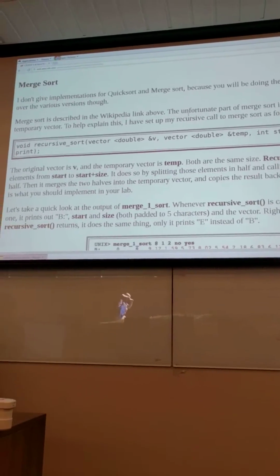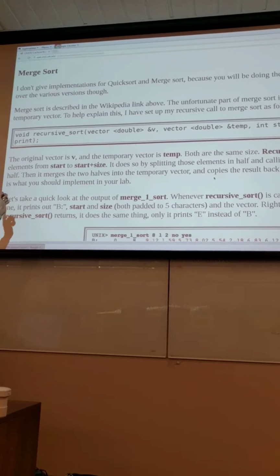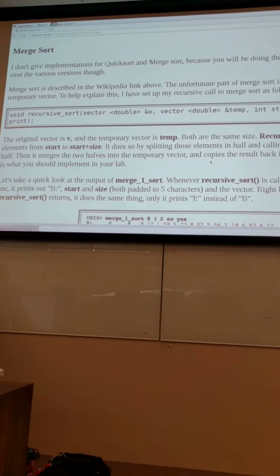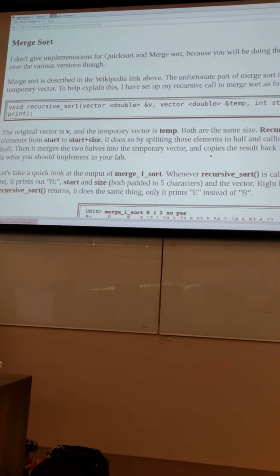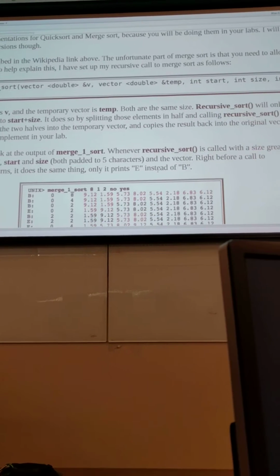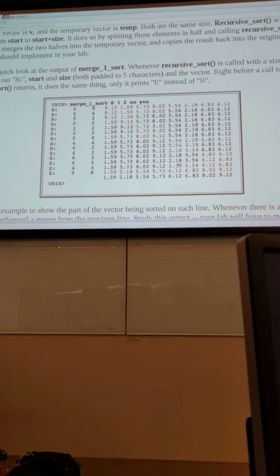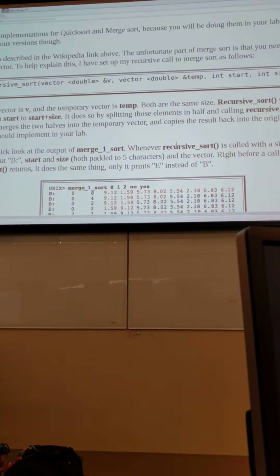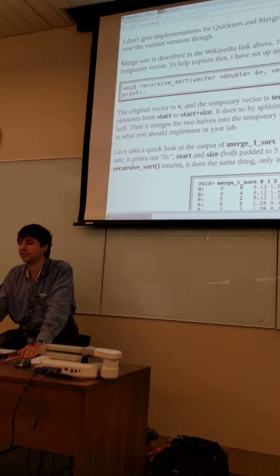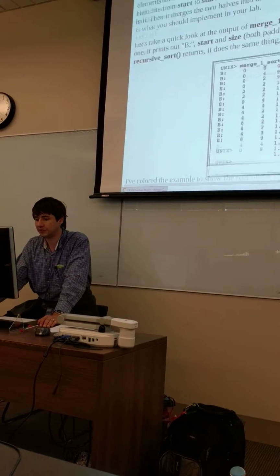So if we go down to the merge sort, you can see that the function you're going to implement for the merge sort is this recursive sort given a vector of doubles, a temporary vector of doubles, start, size, and an integer that represents whether or not you're going to print out verbosely the output. And you can see from when it's called what kind of output it's going to be outputting. So in your code, you're going to include the sort doubles function, and it's going to call the recursive sort function with its initial value to perform the merge sort or quick sort.